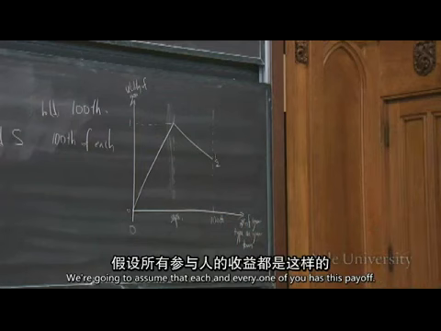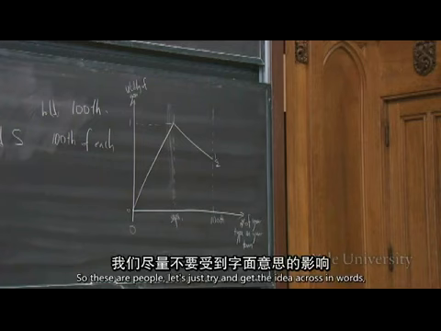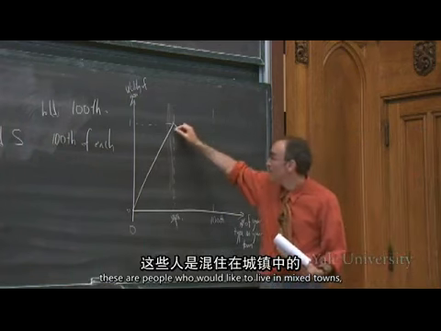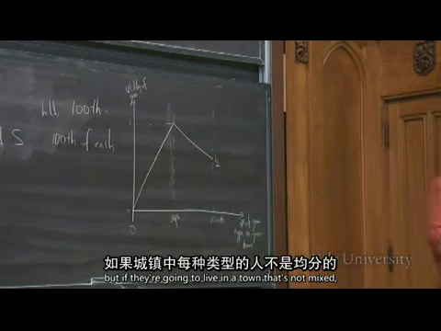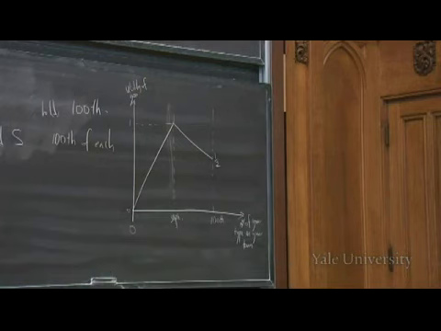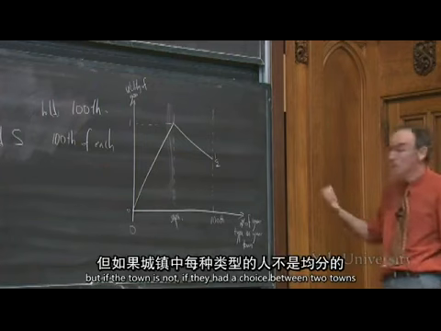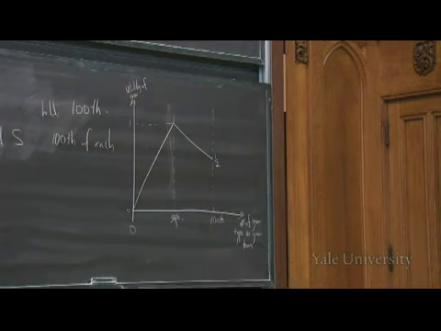So we're going to assume that each and every one of you has this payoff. Does that make sense? All right? Let's just try and get the idea across in words. These are people who would like to live in mixed towns, but if they're going to live in a town that's not mixed, they'd rather live in a town in which they're the majority. They'd like to live in mixed towns, but if they have a choice between two towns, and the towns are not evenly mixed, then they prefer to be in the town in which they're the majority. Everyone understand this?